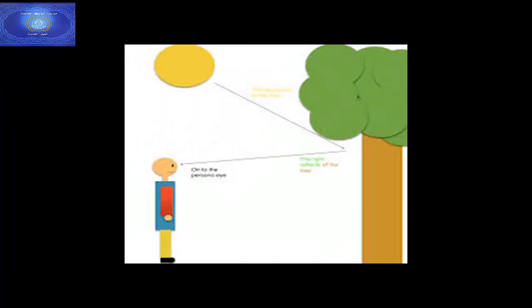Now here we have a question: how can this person see the tree? How do we answer this question? We say first the light travels from the light source, from the sun, to the tree. Then the light reflects off the tree to the person's eye. By this way the person can see the tree.